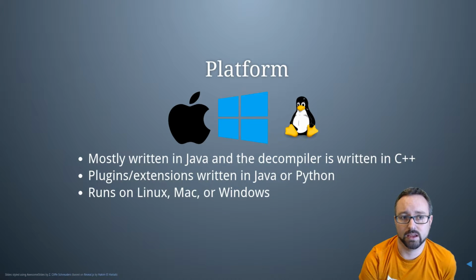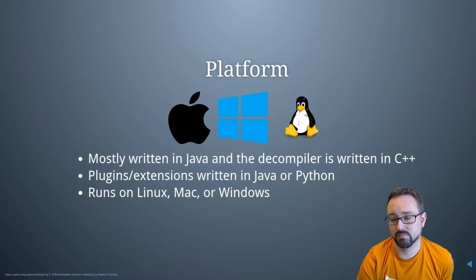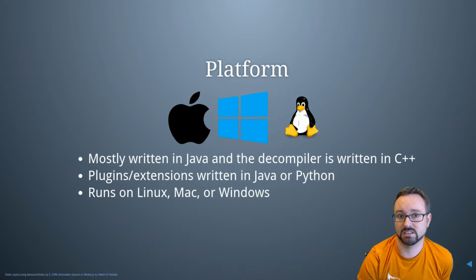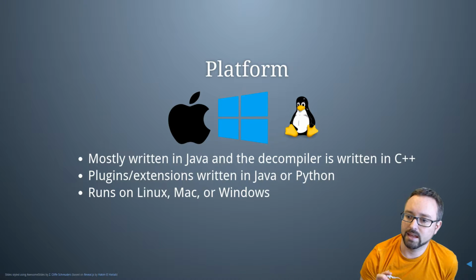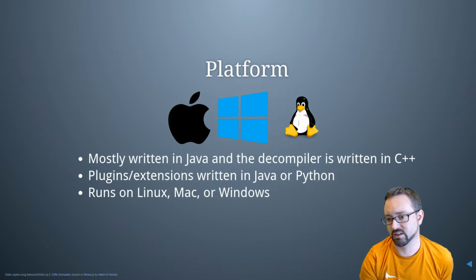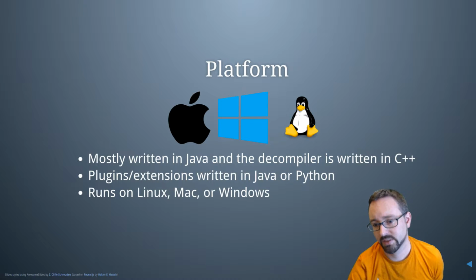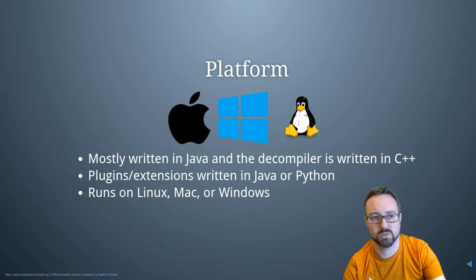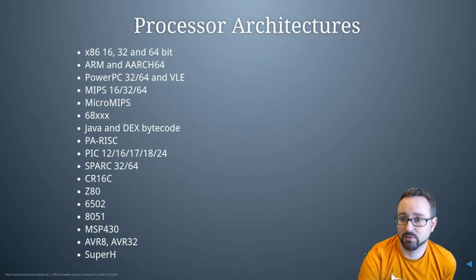So you can run Ghidra on Mac, Windows, or Linux. It mostly runs as a Java program. The decompiler itself is written in C++, and the plugins and extensions that you write for Ghidra can be written in Java or Python. So it runs on lots of platforms.